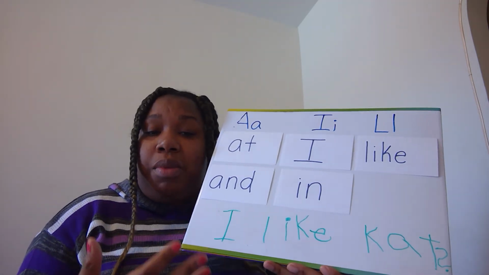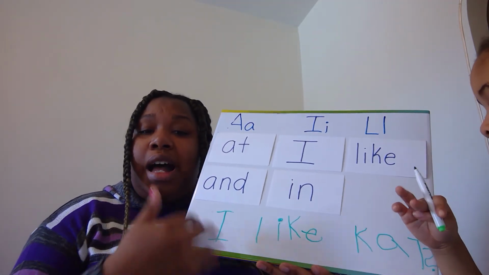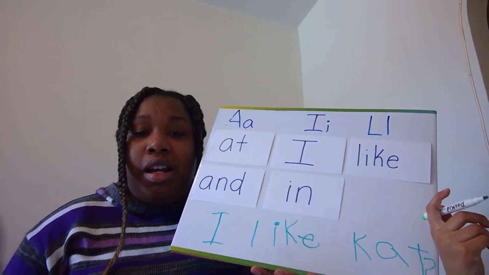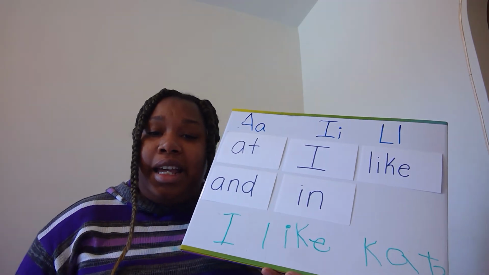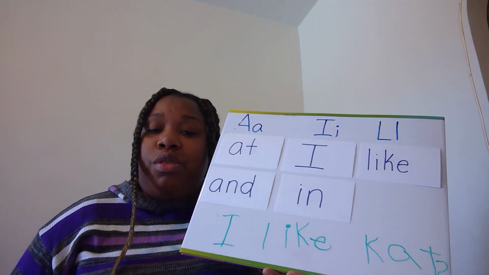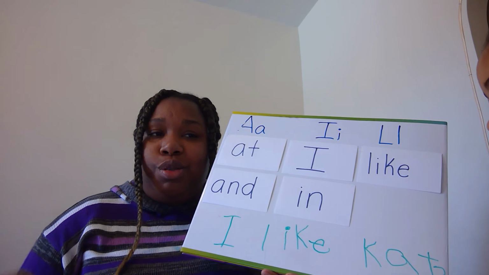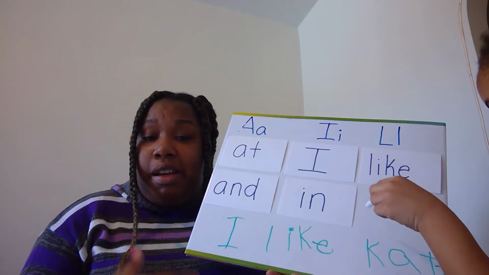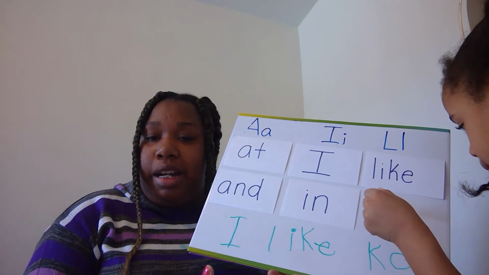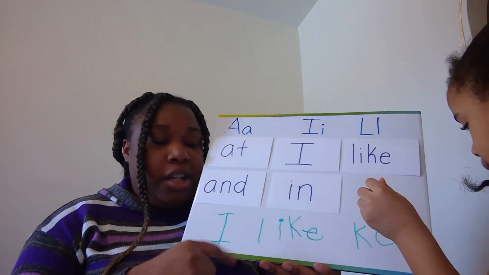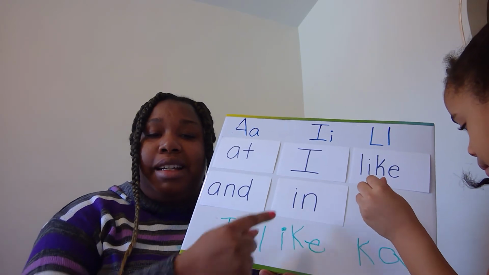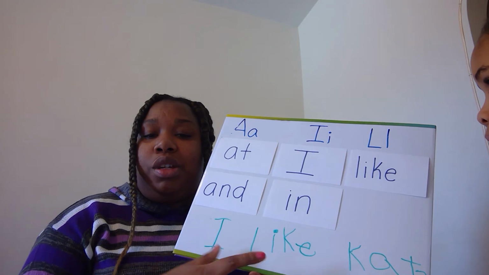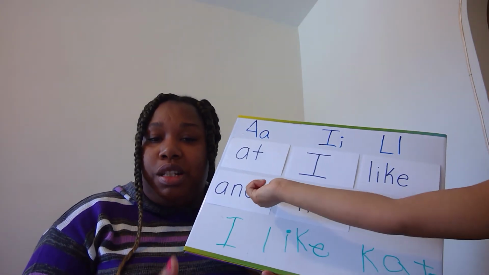Simple sentences in the beginning are the best way to go. I like cats. I like dogs. I can run. I can sing. I can jump. I go to the park. I like to swing. So as your child knows more sight words, they're able to write longer and more complex sentences. We could have changed the sentence to I like cats and dogs. So there are different ways that you can change how your child is going to be writing.